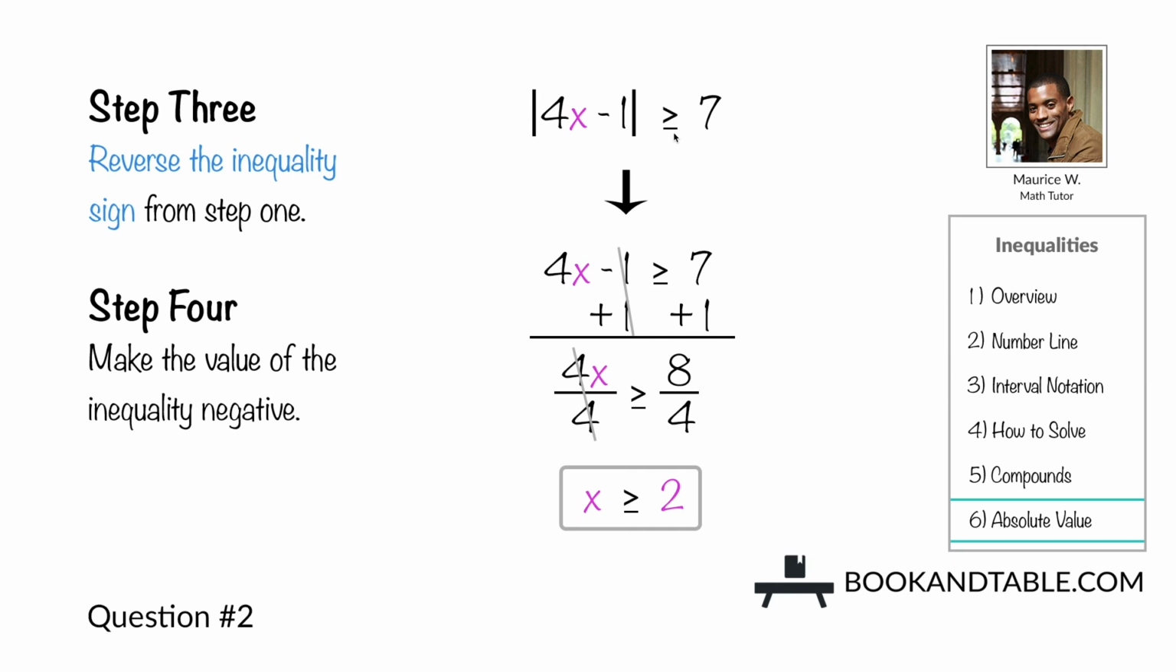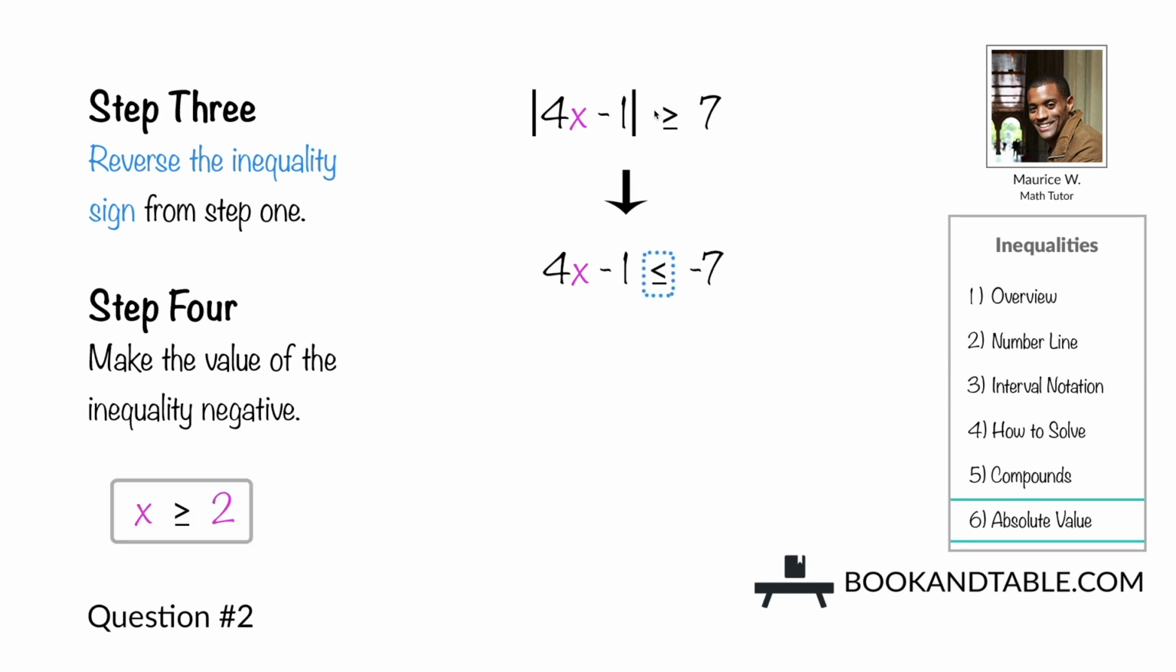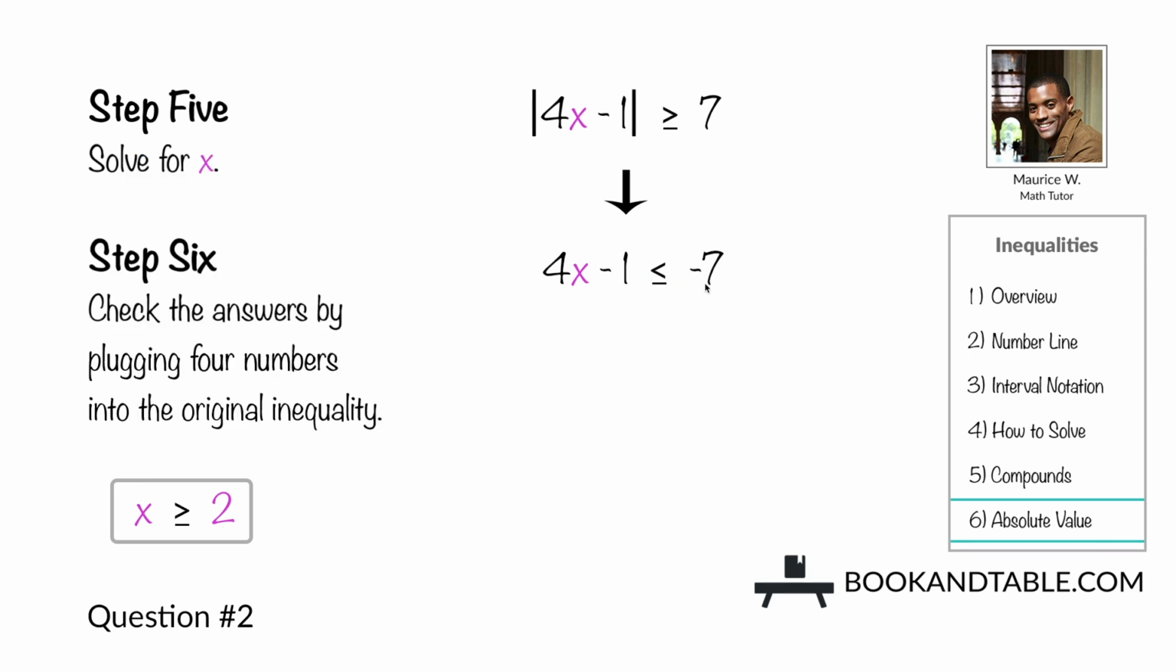So step 3, we want to reverse the inequality from step 1. So we change greater than or equal to, to less than or equal to. And then step 4, we make the value of the inequality negative. So instead of positive 7, we have negative 7. And now we can solve for x.